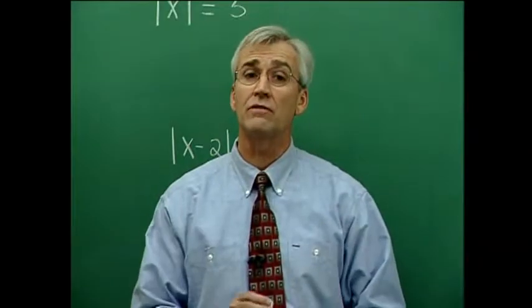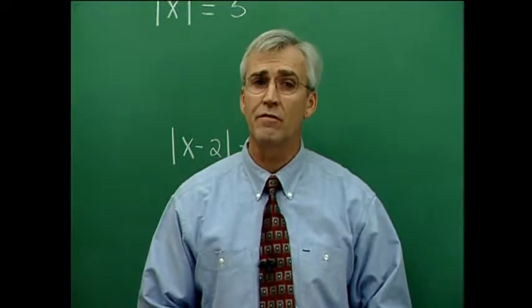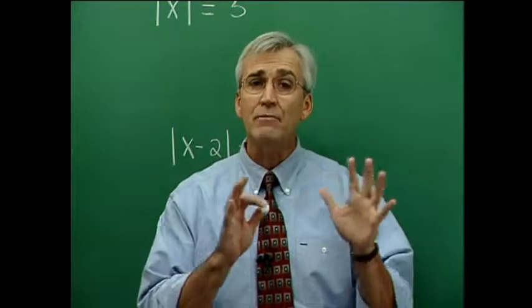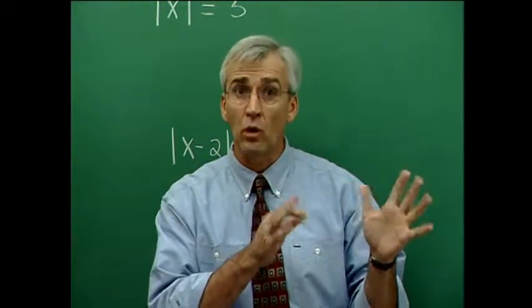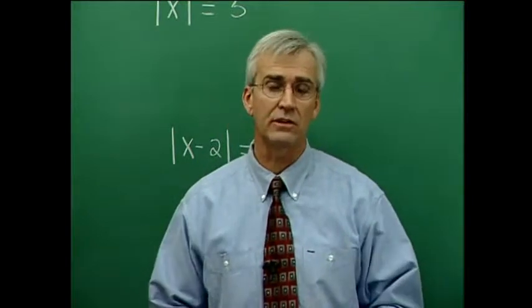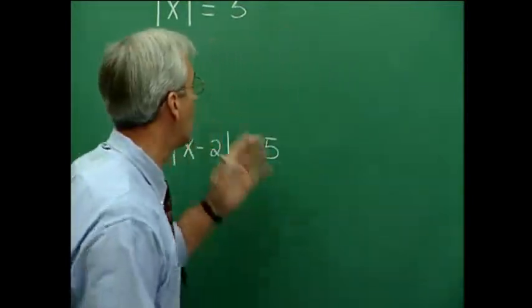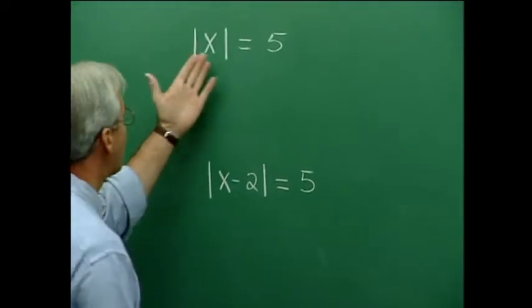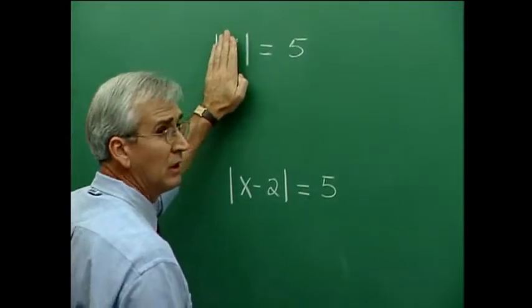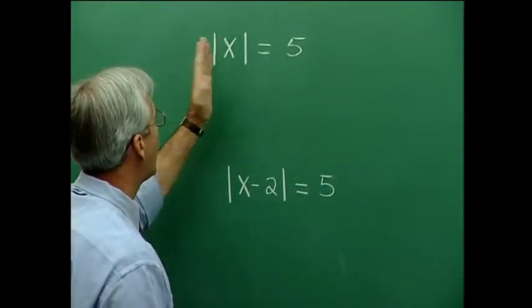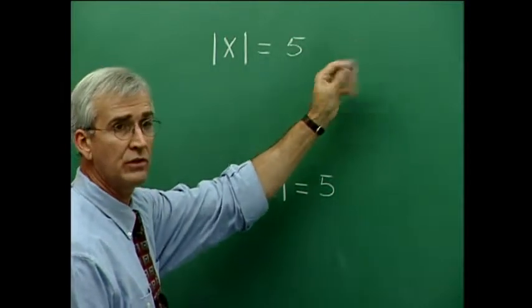When equations involve absolute value, the first order of business is to put the absolute value business on one side of the equation and everything else on the other side. This equation is already in that form. So we have the absolute value of some expression. It's a very simple one in this case. And then all the other stuff in the equation is on the other side.